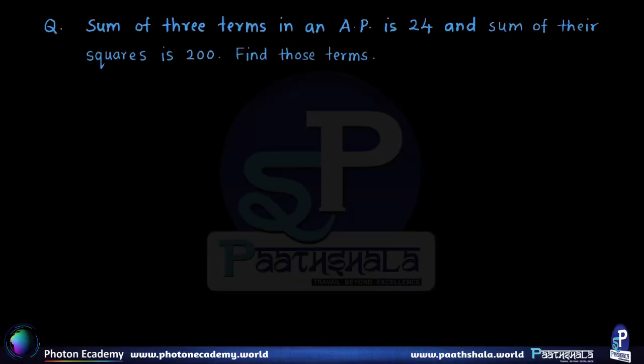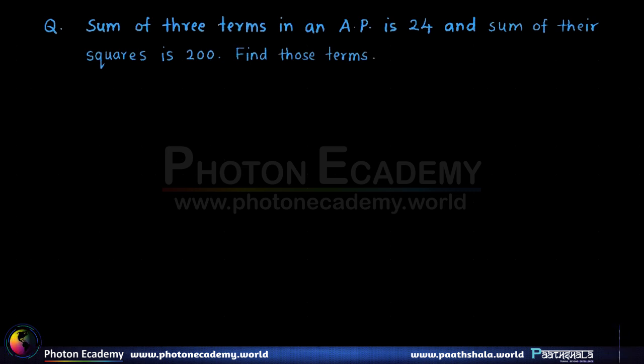Now let us see one more example based on AP. Here it's given that the sum of three terms in an AP is 24 and the sum of their squares is 200, and we have to find those terms. Now here the three unknown terms in AP are given.